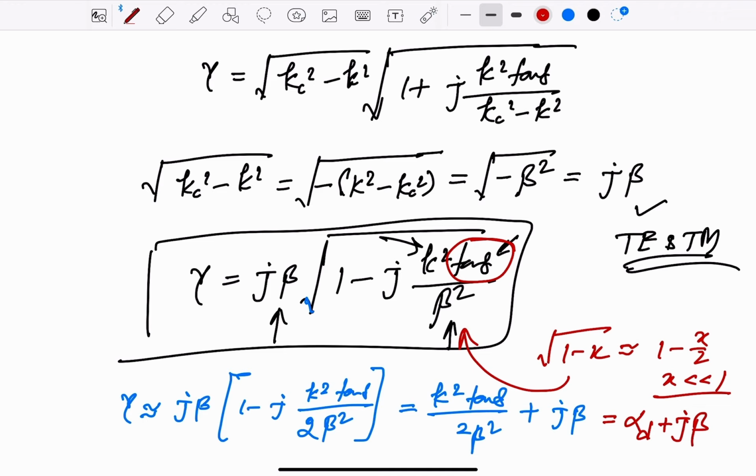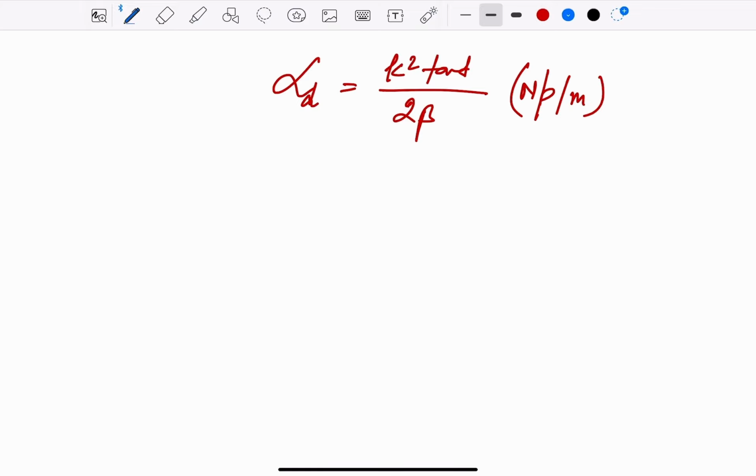Now, the attenuation due to the dielectric losses for both TE and TM mode in any waveguide, in this parallel plate system we are talking about right now, will be alpha d equal to k square tan delta over 2 beta. This is in Nepers per meter, and this equation is true for TE and TM mode.